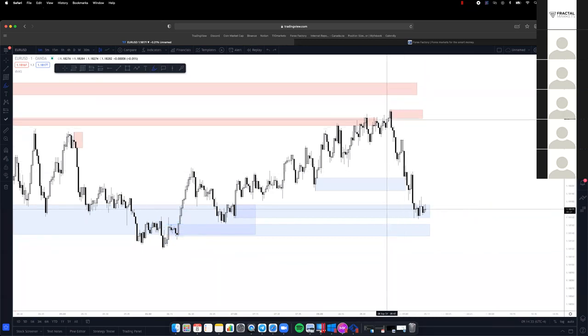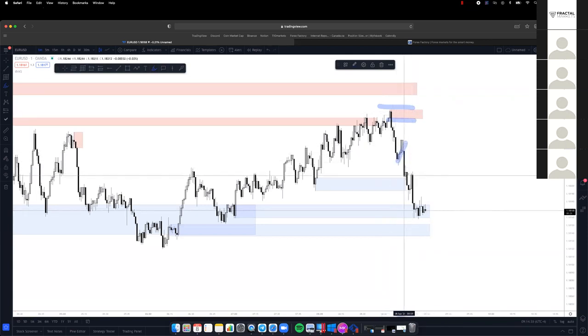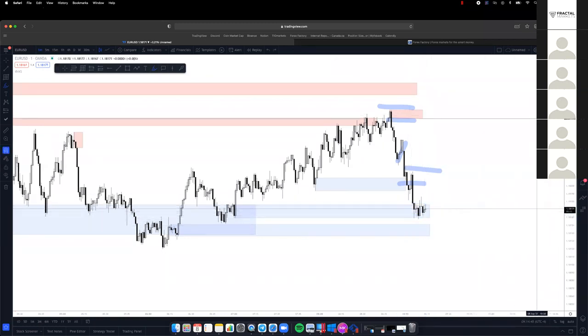There was no entry here, right? There was no entry anywhere here. The only entry you could have potentially got in on is this small mitigation right here, okay? But because we have 2 demand levels sitting here, it becomes a little bit more difficult to get into these trades, right? So just be patient, man.